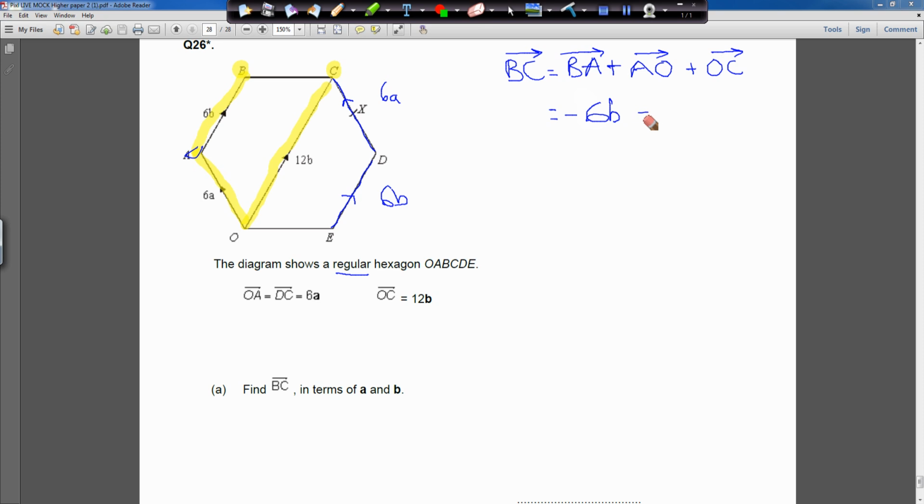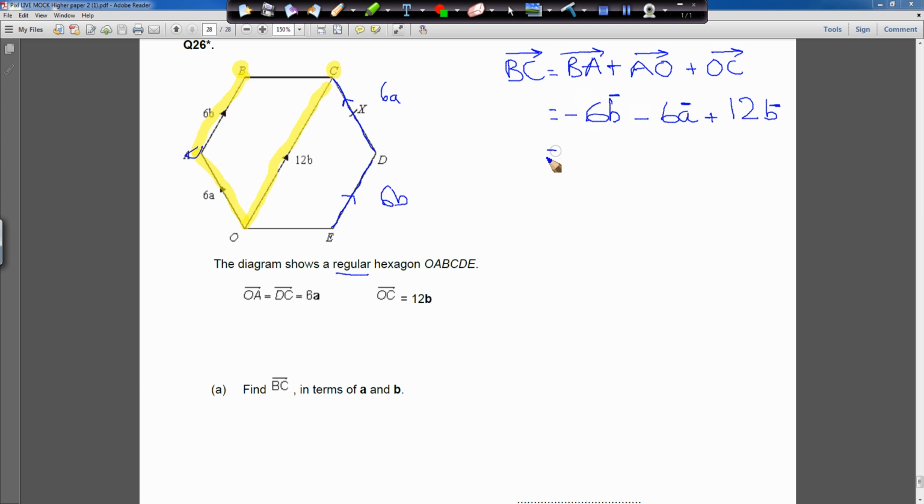Now we have to go from A to O. Now 6a is going that way. We're going in the opposite direction. We must reverse this vector. So that is also minus. So it becomes minus 6a, not 6a. We normally put a little dash above the vector sign to indicate this is a vector. And then we're going to go in the direction of O to C, because OC is next. So we're going in the direction of the plus 12b. That's okay.